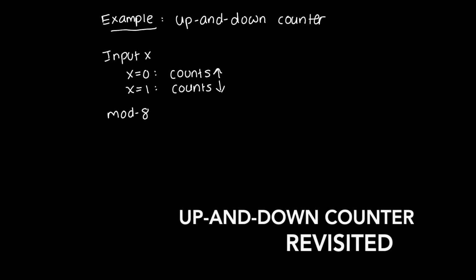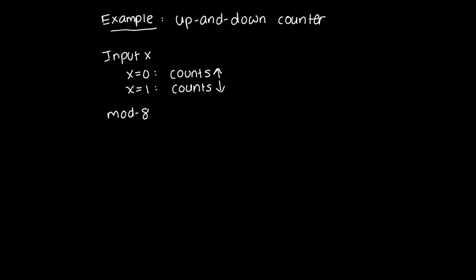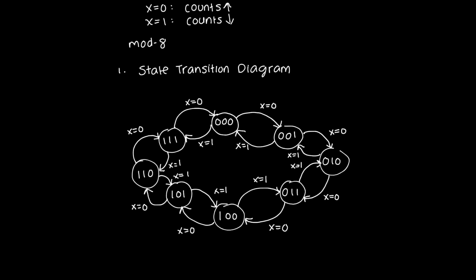In this video, I wanted to revisit the up and down counter that we did in a previous video. As you recall, in that up and down counter, I had an input X, and when X was 0, the counter acted as a mod 8 up counter. When X was 1, it acted as a mod 8 down counter. And the state transition diagram looked like this.